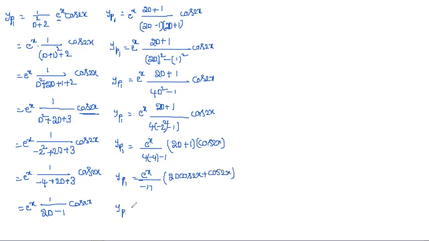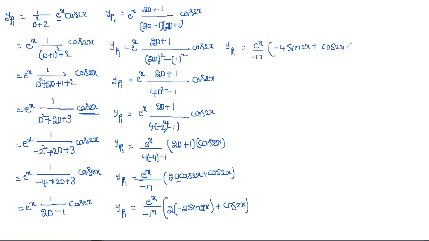So yp1 is equal to e power x by minus 17, 2 into derivative, D represents derivative. So that is nothing but the derivative of cos 2x, which is minus 2 sin 2x. Why? Because the derivative of cos is minus sin, and the derivative of 2x is 2, plus cos 2x. And then yp1 is equal to, simply, e power x by minus 17 into minus 4 sin 2x plus cos 2x.